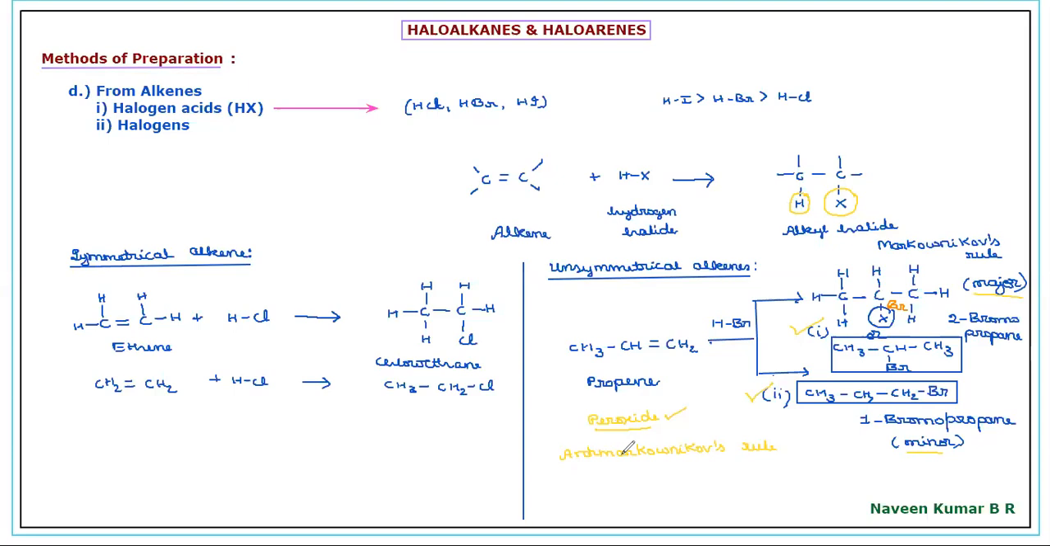If it is a 1-mark question, you need to remember this. If peroxide is mentioned, go with 1-bromopropane as the major product. If it is not mentioned, you can apply the normal Markovnikov's rule. So for the addition of propene with a halogen acid, the major product will be 2-bromopropane.